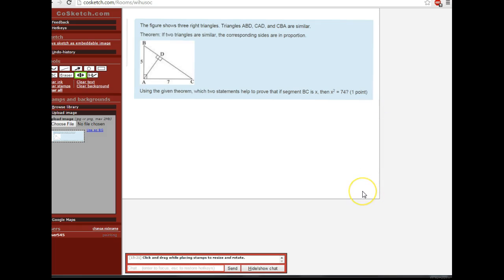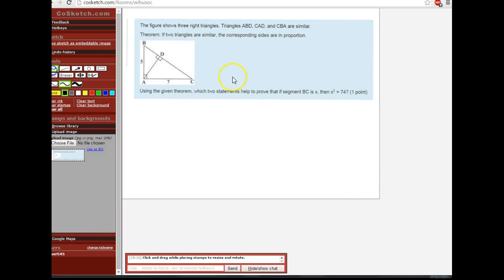Now the first thing I would do, if I was going to solve this, is go through here. BC is going to be called x, so x is all the way across. And then we need to show x squared equals 74. I'm not sure how to do this yet. The next thing I'm going to do is verify these similarities.